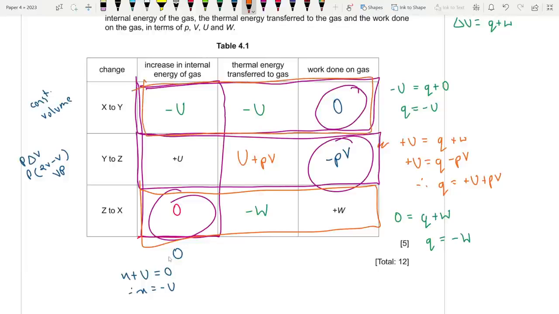Minus U plus Q is equal to 0. So minus U is equal to Q plus 0. So Q is equal to minus U. And for the one below, how did I find out the minus W over there? 0 is equal to plus W plus Q. So Q has to be equal to minus W. So that is how it was done.